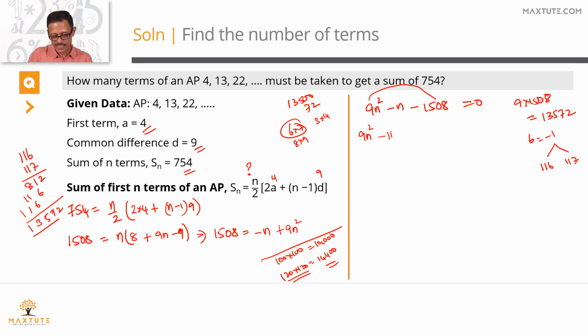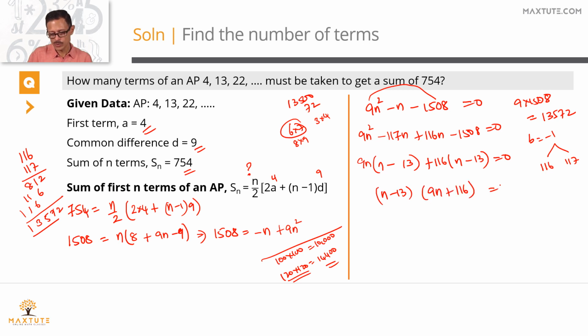9n square minus 117n plus 116n minus 1508 equals 0. The sum of these digits is 9. So this number is divisible by 9. Let's take a 9n common from both. So it leaves us with n minus 13. 13 nines are 117. 116 will divide this number 13 times. So this is 116 taken out will leave us with n minus 13. You can verify this if you want. This is equal to 0. So we have n minus 13 times 9n plus 116 is equal to 0.